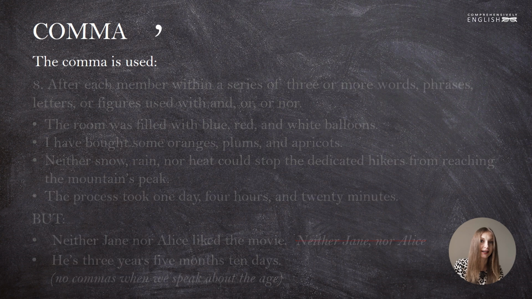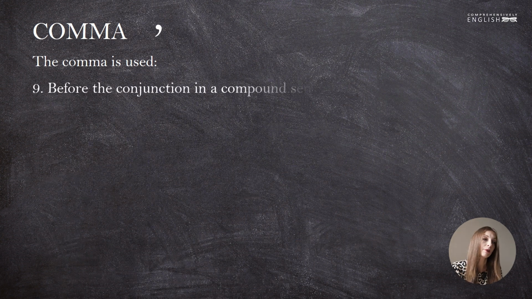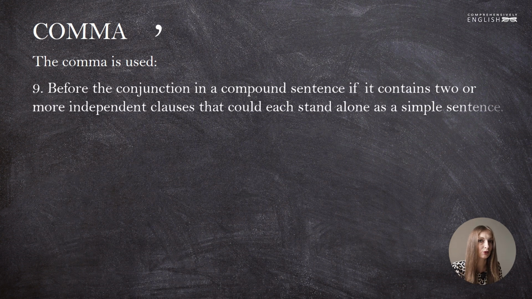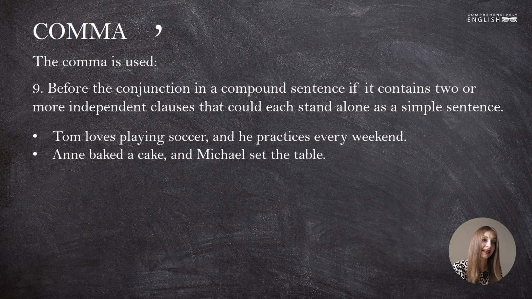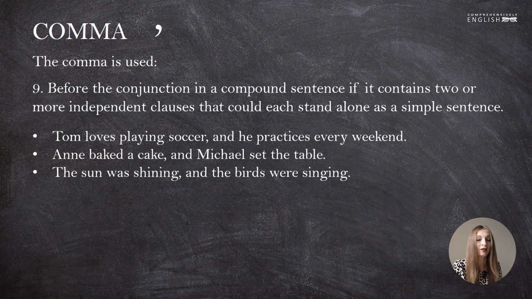No commas are needed. We also use the comma before the conjunction in a compound sentence if it contains two or more independent clauses that could each stand alone as a simple sentence. Let's see. Tom loves playing soccer, and he practices every weekend. Anna baked a cake, and Michael set the table. The sun was shining, and the birds were singing. Each of these three sentences can be separated into two independent sentences.